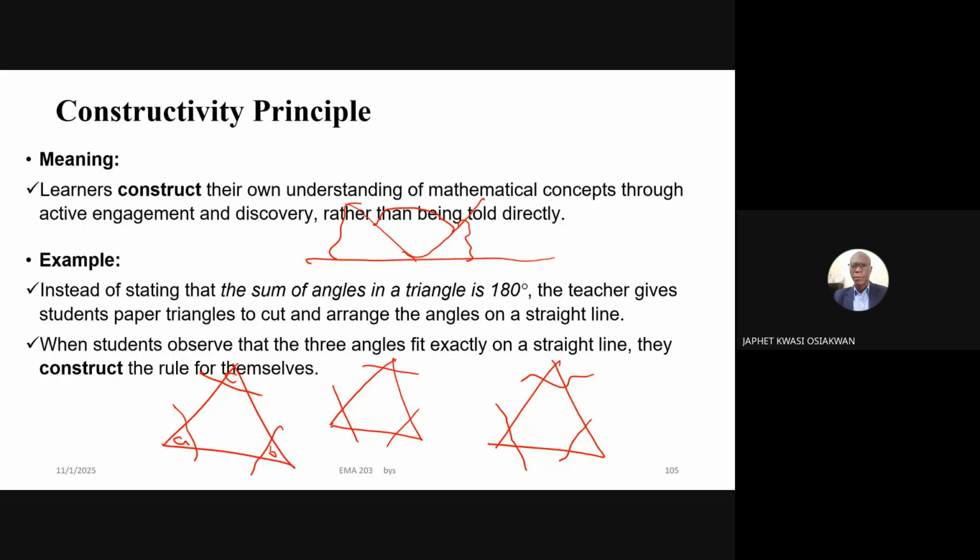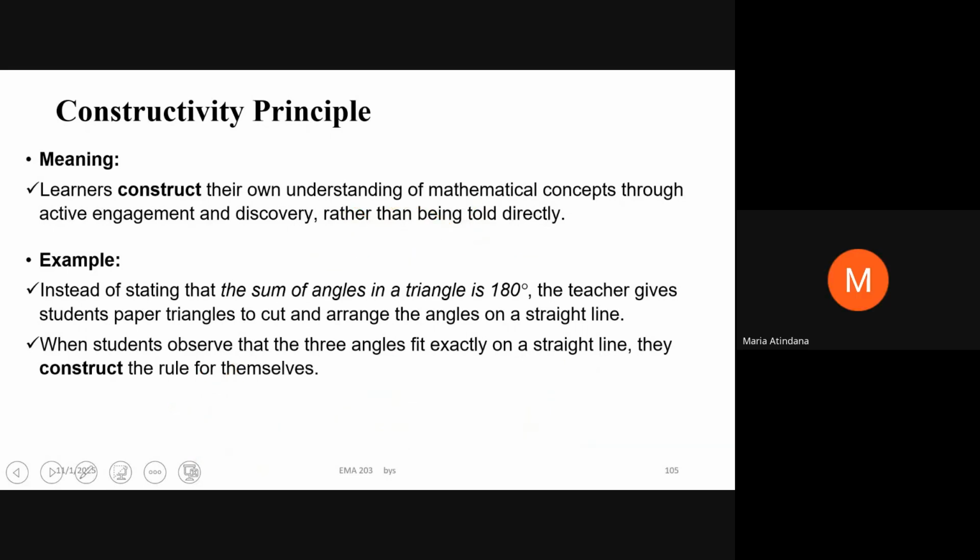Go ahead and ask your question. How does the cutout form a straight line? I don't get that part. Oh, I thought you were looking at my screen. When they are being arranged well on a straight line, you get 180.